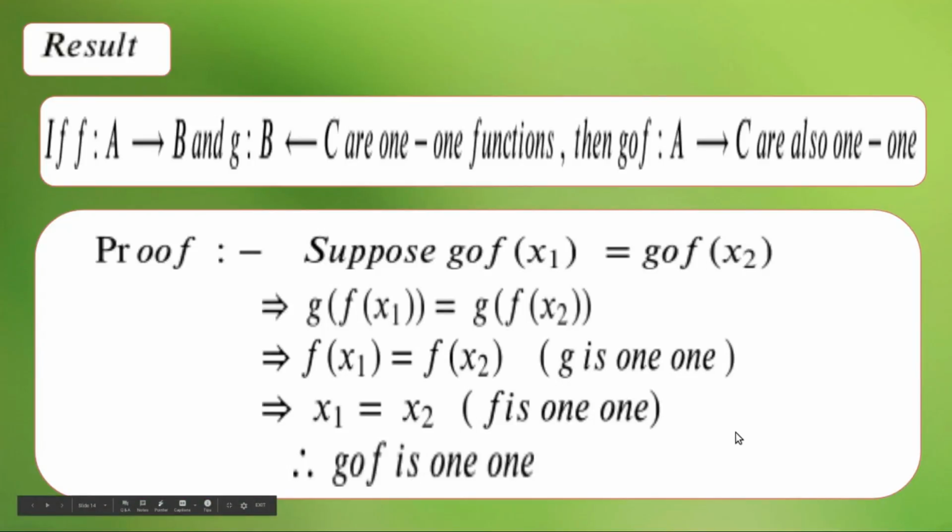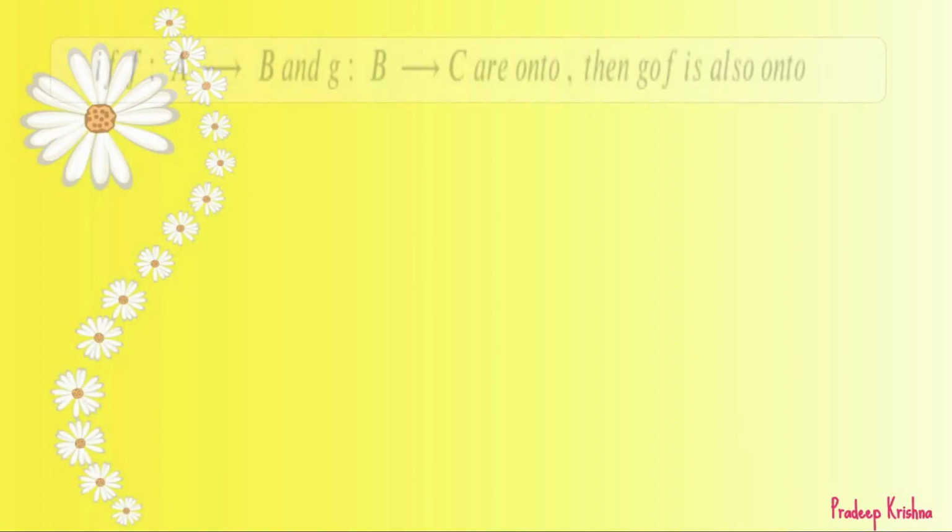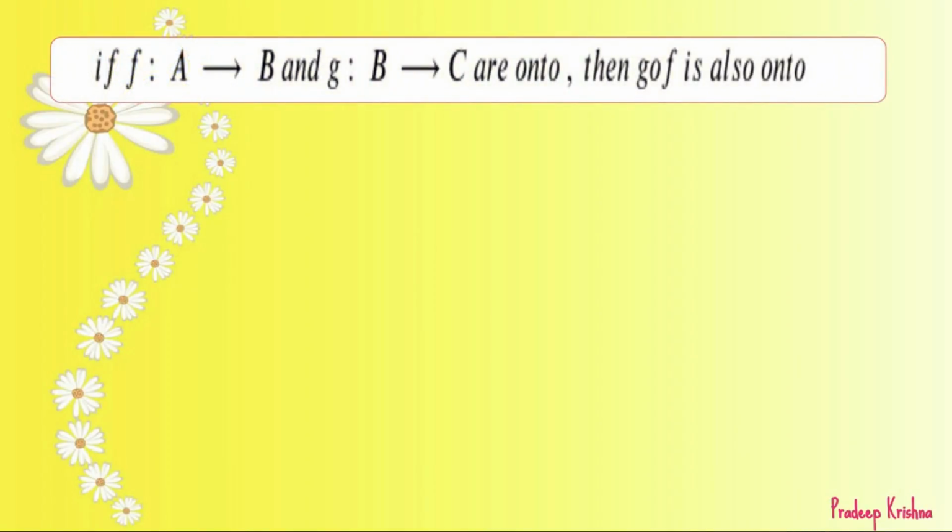It is a simple proof. Now pay attention to a similar result for the onto case. f from A to B and g from B to C are onto. Then g composition f from A to C is also onto.